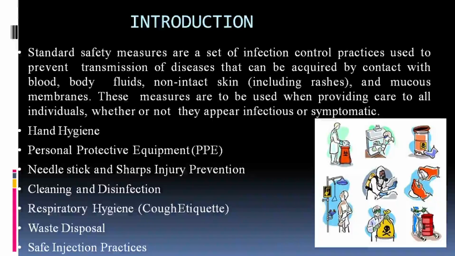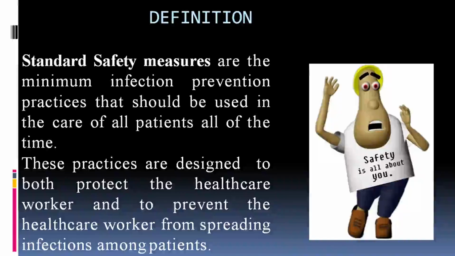Standard safety measures are a set of infection control practices used to prevent transmission of disease that can be acquired by contact with blood, body fluids, non-intact skin including rashes, and mucous membrane. These measures are to be used when providing care to all individuals, whether or not they appear infectious or symptomatic. They include hand hygiene, personal protective equipment, needle stick and sharp injury prevention, cleaning and disinfection, respiratory hygiene, that is cough etiquette, waste disposal, and safe injection practices.